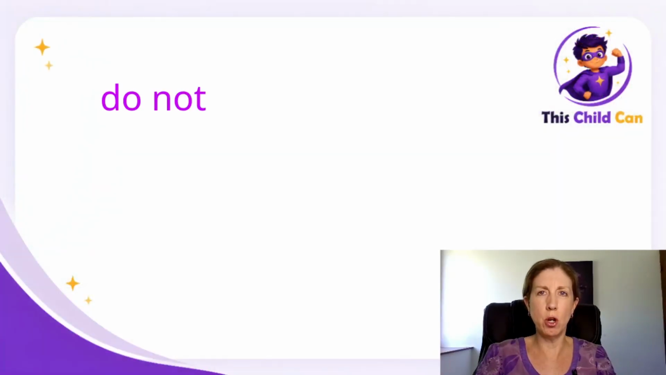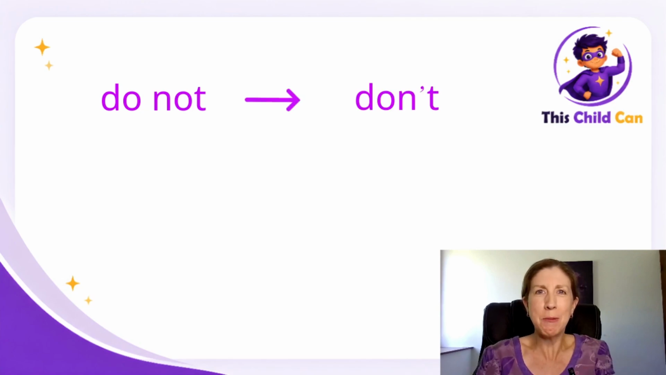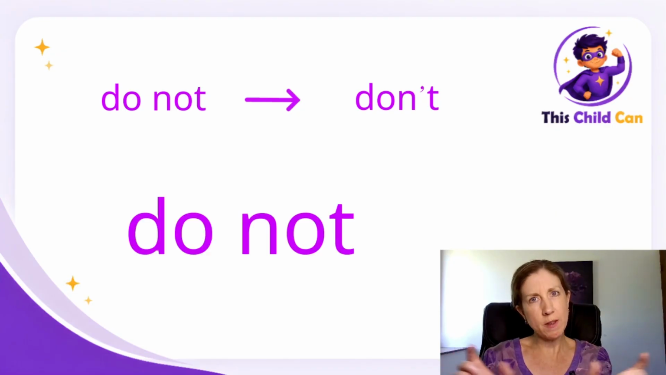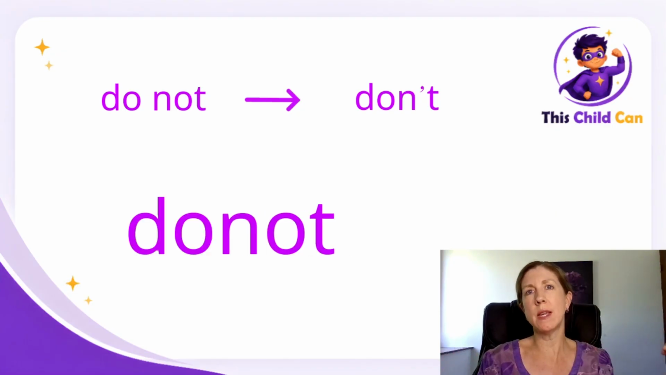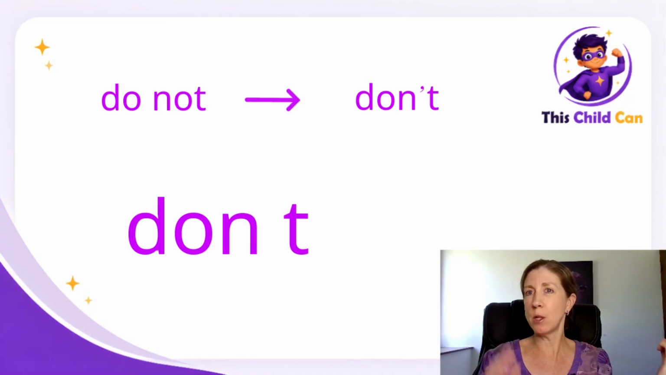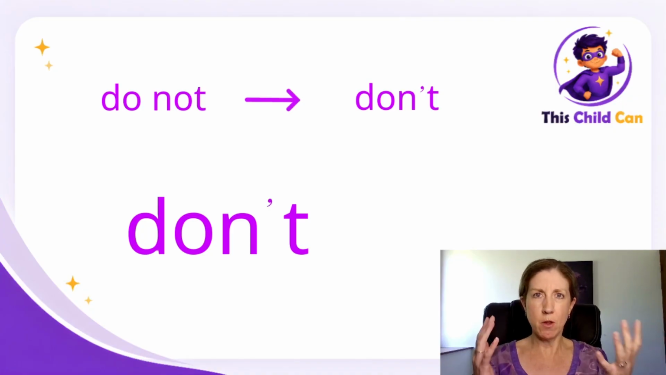We'll start with do not. Now, the shortened version of this is don't. But how did we get there? Well, what we did is we took the two small words, we squashed them together, we took out a letter, and in its place, we put the apostrophe. So the apostrophe in don't is just showing that there used to be a letter there, but it's gone now. So the apostrophe is showing that a letter used to be there. It's like a little sign saying, hello, something used to be here.